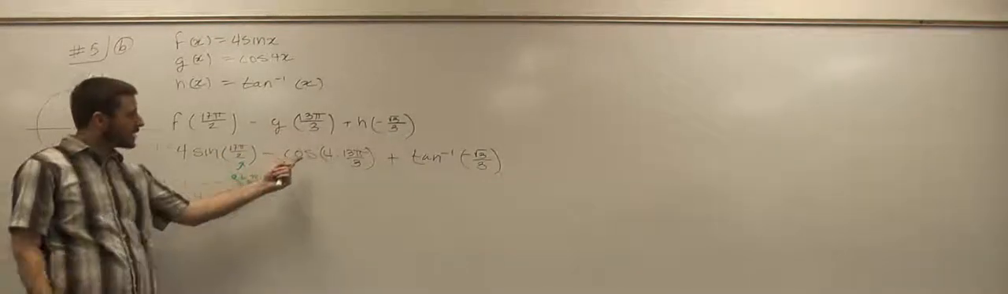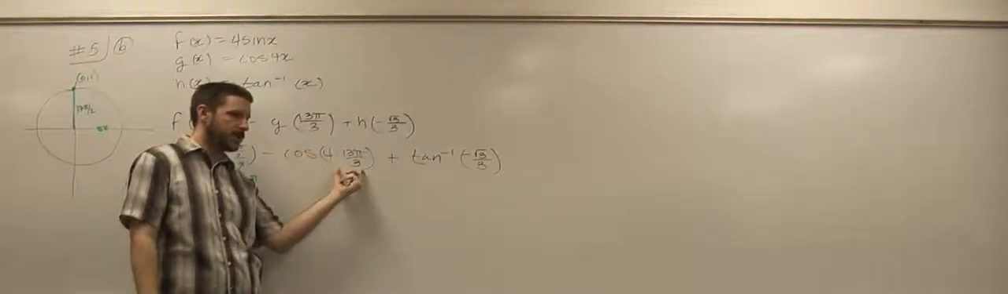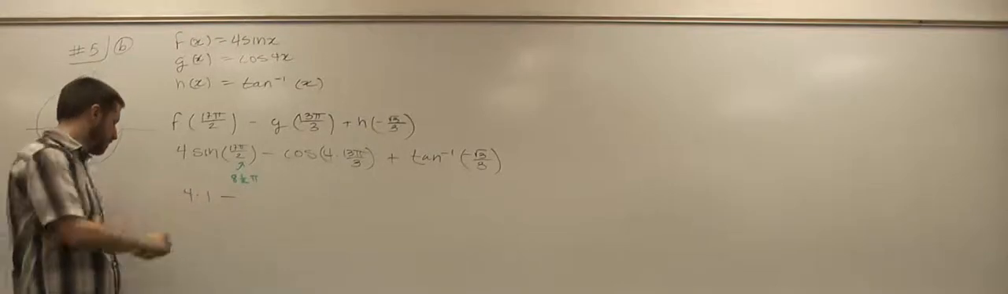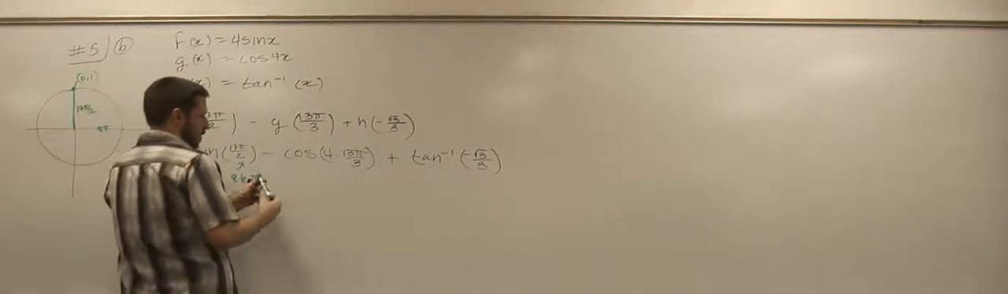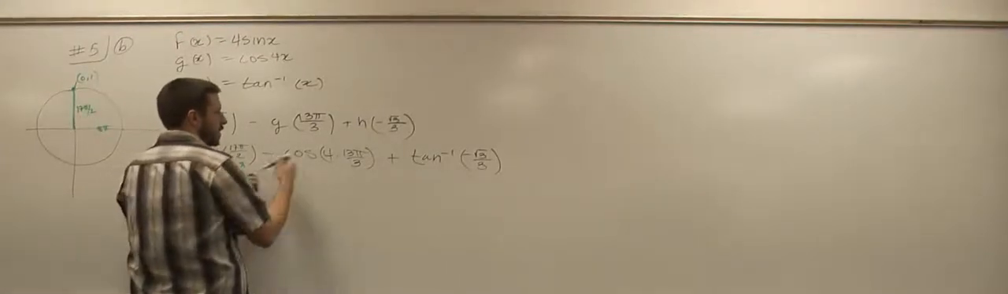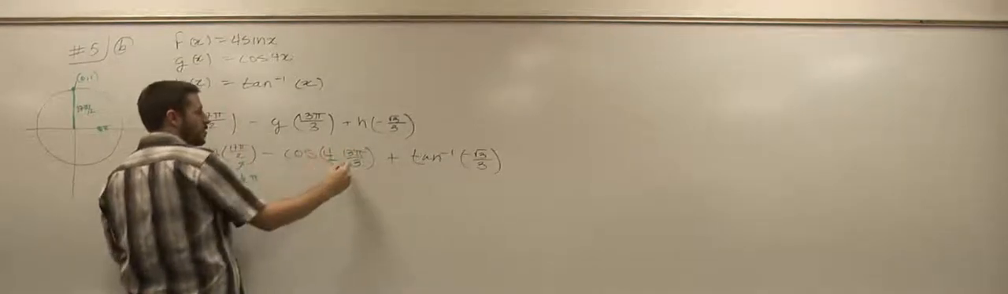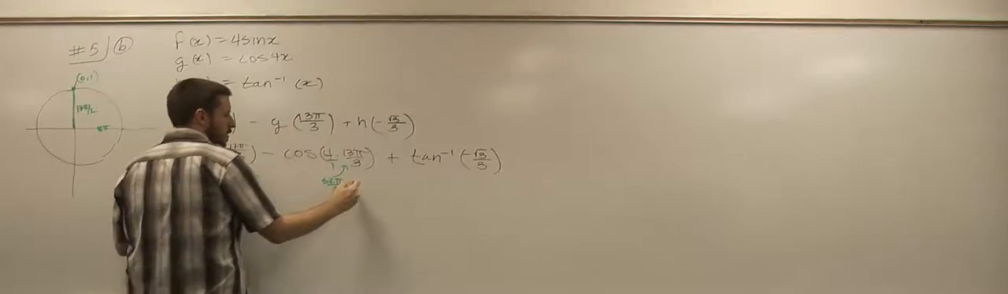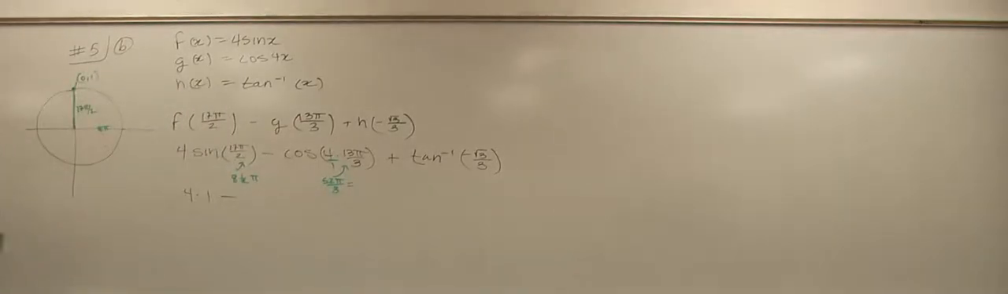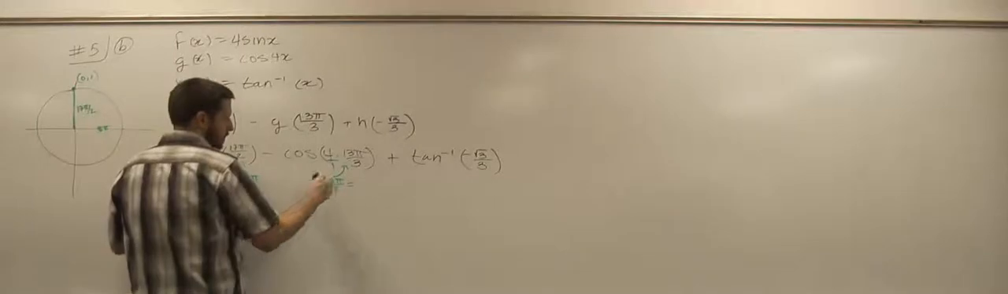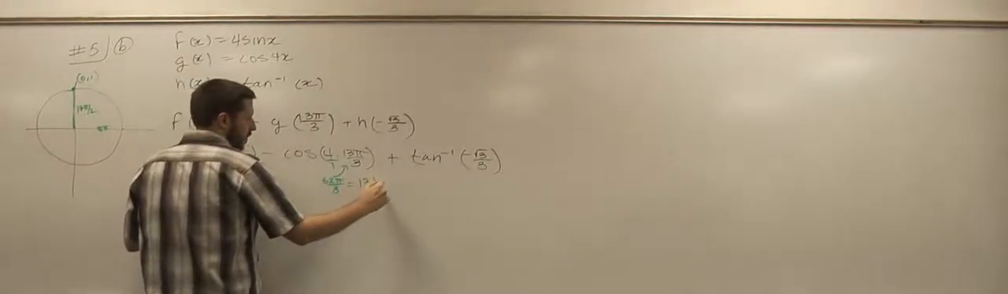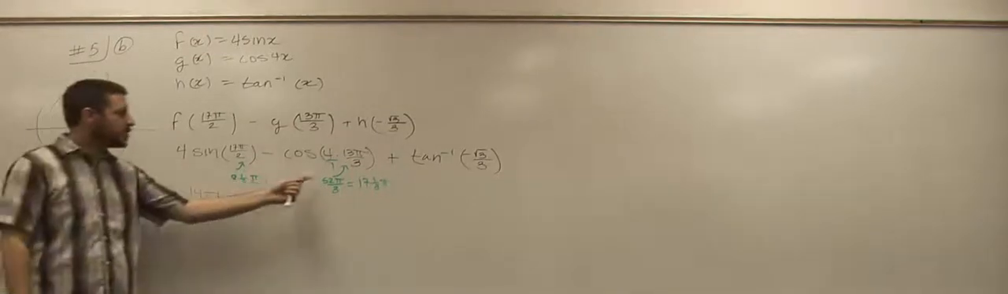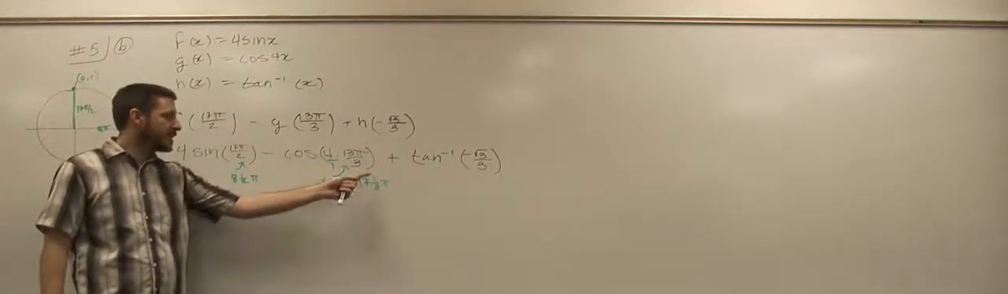Minus, now before I can do the cosine, I have to multiply out here. You have to take 4 times 13 pi over 3, which becomes, make this 4 over 1, so it'll be 52 pi over 3. And then 3 goes into 52 17 times with a remainder of 1. So 52 pi over 3 is going to go to 17 and 1/3 pi.